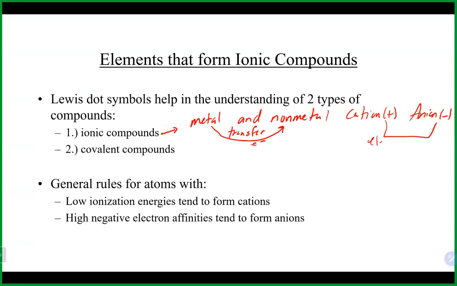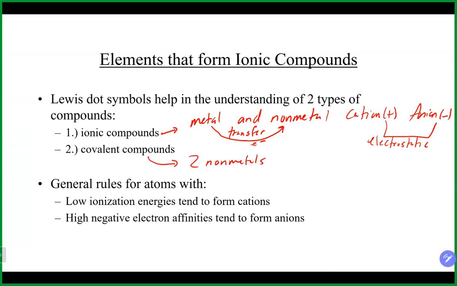And again, it is the electrostatic attraction that holds that together. That is basically opposites attract. Once again, no sharing of electrons in an ionic bond. Now, covalent compounds have covalent bonds, and they are between two nonmetals.